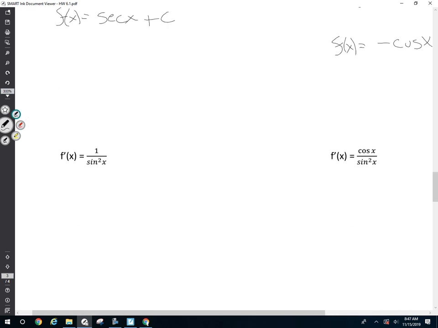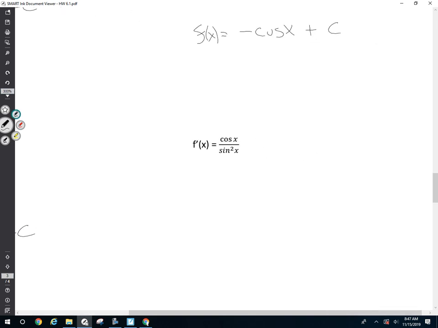Like 1 over sine squared, we should know that you can rewrite this as cosecant squared. Now you got to remember, the derivative of tangent was secant squared. The derivative of cotangent was negative cosecant squared. I have a positive cosecant squared, so that means that needs to be a negative.